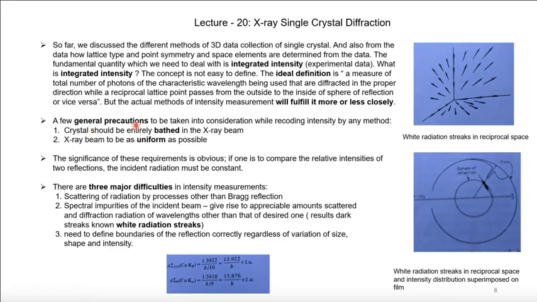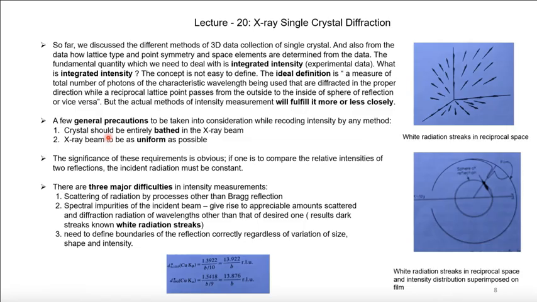There are a few general precautions to be taken, considering the intensity recording method. The crystal should be entirely in the X-ray beam. It should be entirely bathed in the X-ray beam. We should not have a crystal which is partly out of the beam while we are taking data.